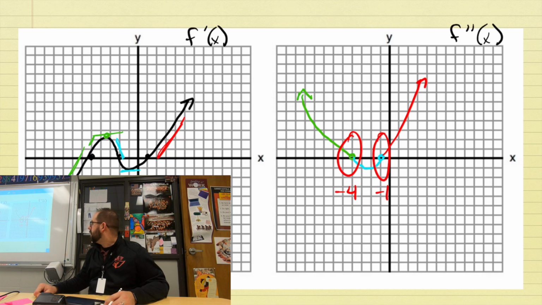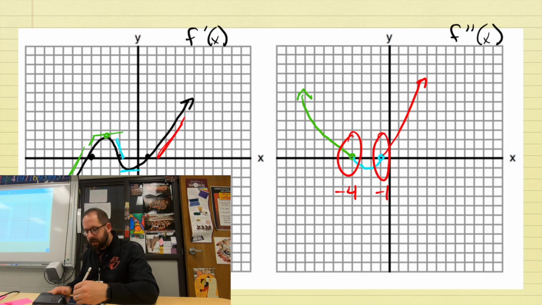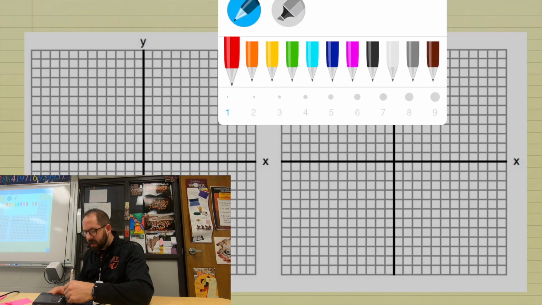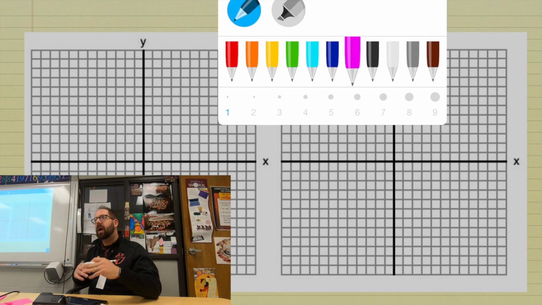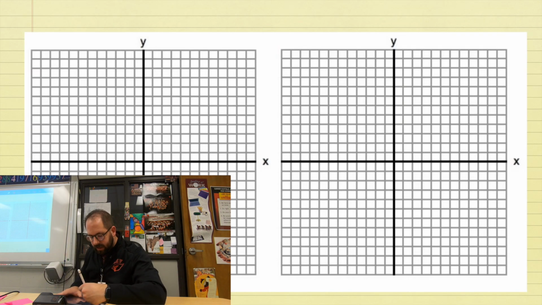All right, so that's the idea of the Google Classroom question. Let's do one more, and this is our last one today. Last bit of notes today. I just want to do one more graph. I'll just make up something so you can see it. All right, so here we go.